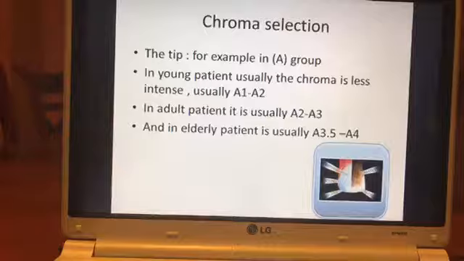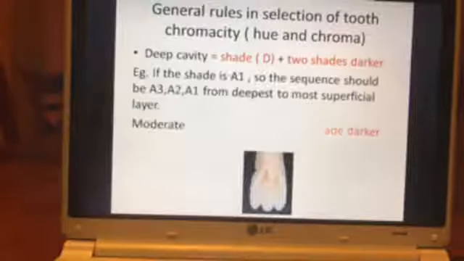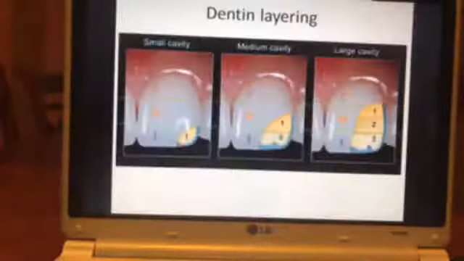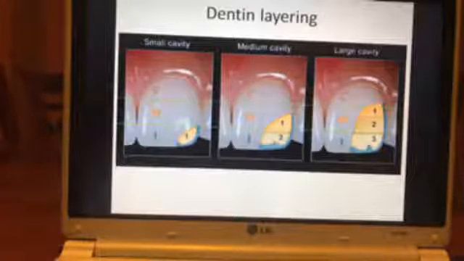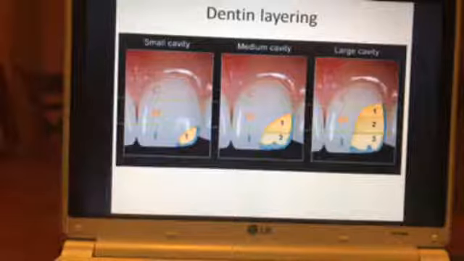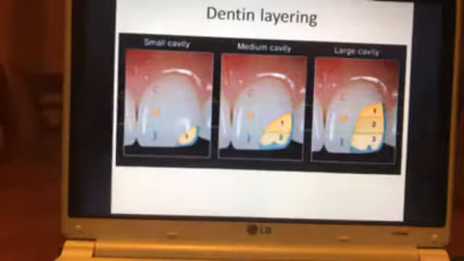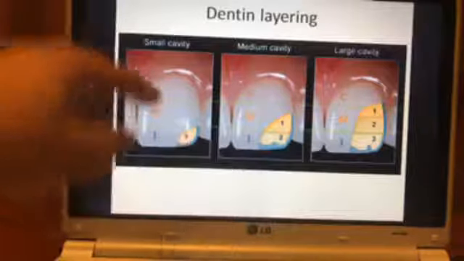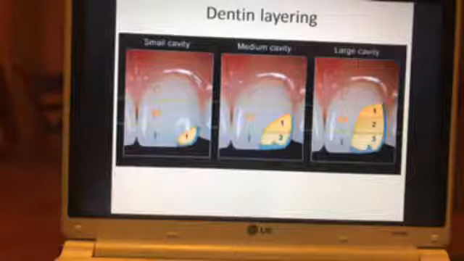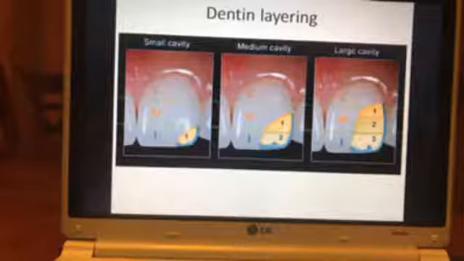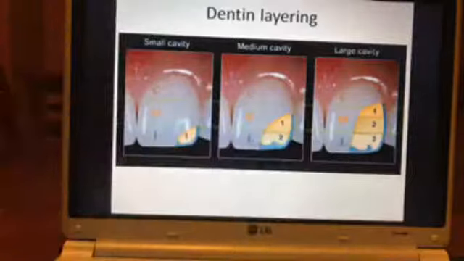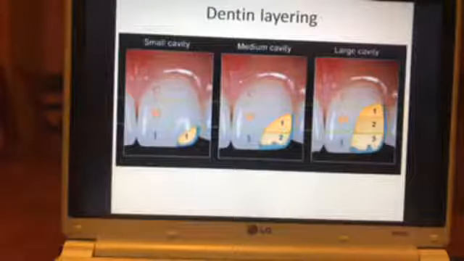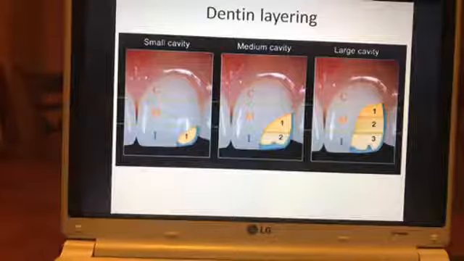No. There is a little rule. What is this rule? If the cavity is a large cavity, the shade plus 2 shades darker. If the cavity is a medium cavity, the shade plus 1 shade darker. If the cavity is a small cavity, only the basic single shade. I'm talking about dentine composite. In the 3 cases, you will put the dentine and you will leave a final space for your enamel composite. That's what you should do.